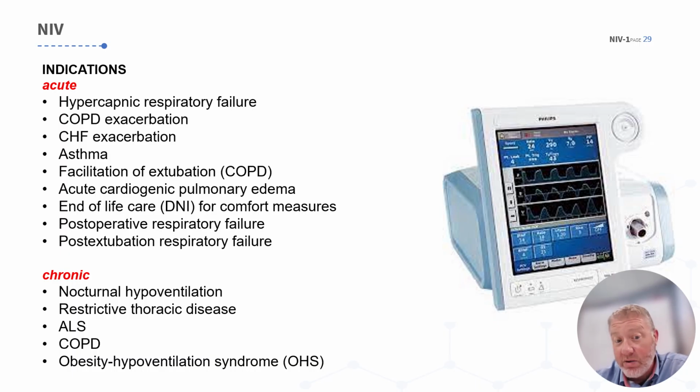End of life care. If you pick somebody up and they're a modified code, do not intubate, stuff like that, you can throw them on a BiPAP for comfort measures. And then post-op or post-extubation respiratory failure, just to help those folks get over the hump. Chronic non-invasive ventilation use is usually for nocturnal hypoventilation, like your obstructive sleep apnea patients, and those are far less common.